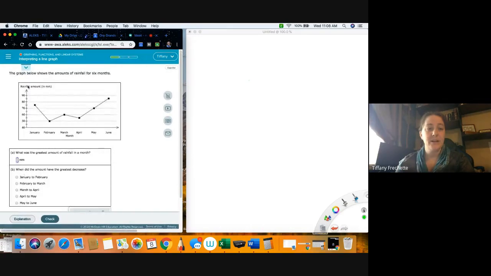Okay, this one says, the graph below shows the amounts of rainfall for 6 months. So let's look at the graph real quick. Along the side here, we have rainfall amount in millimeters. And then along the bottom, we have months: January, February, March, April, May, June. We can follow the graph. It's dropping here. Then it goes up a little, drops just a little bit, and then it shoots way up. So it keeps going up pretty consistently between April to June. That's a pretty good shoot up, so there apparently is a lot of rainfall between April and June.